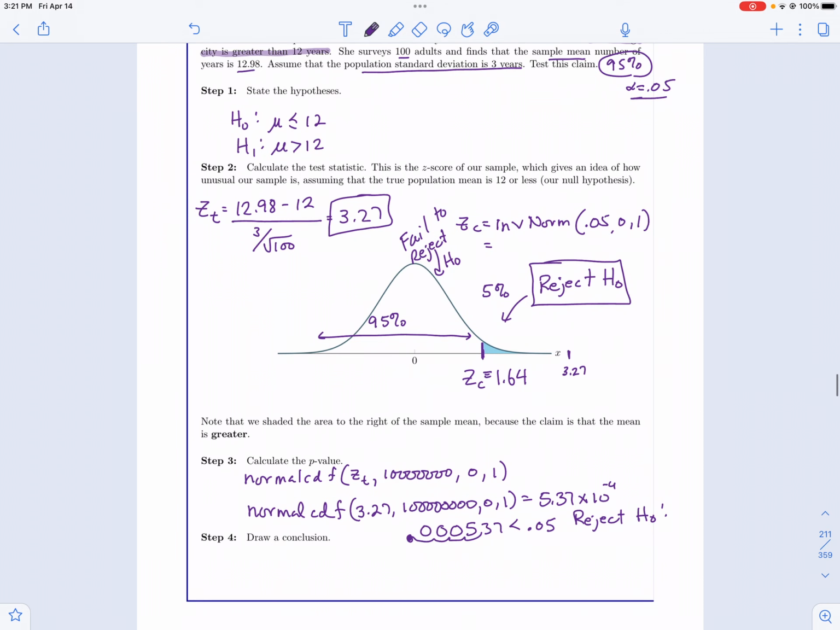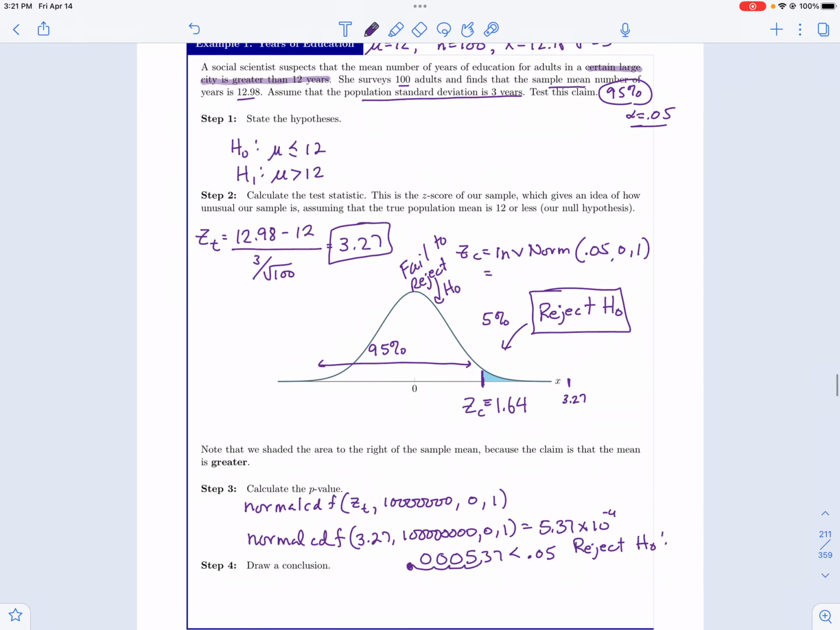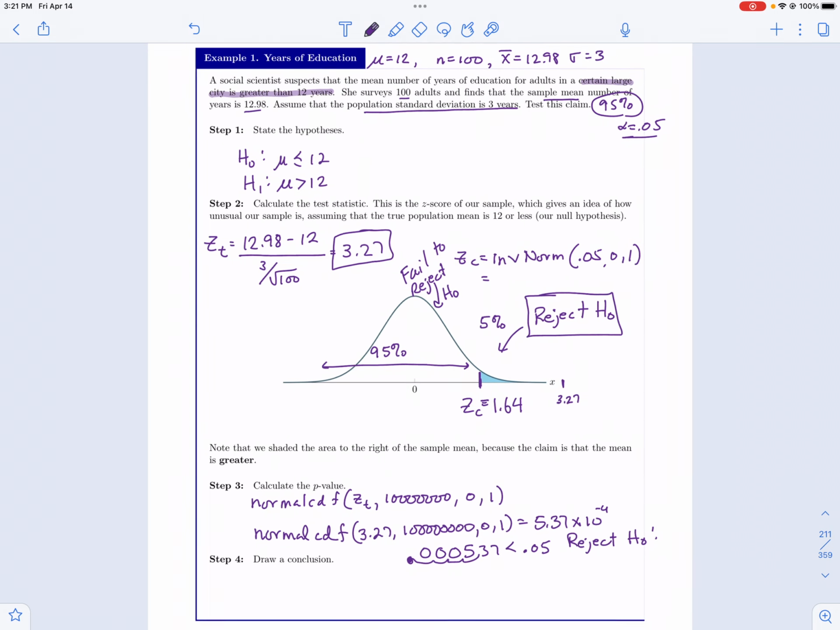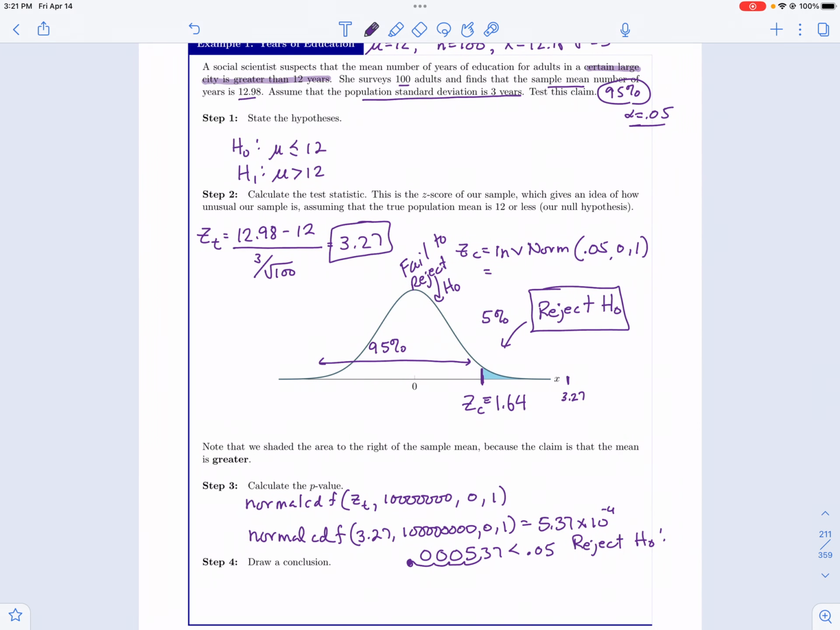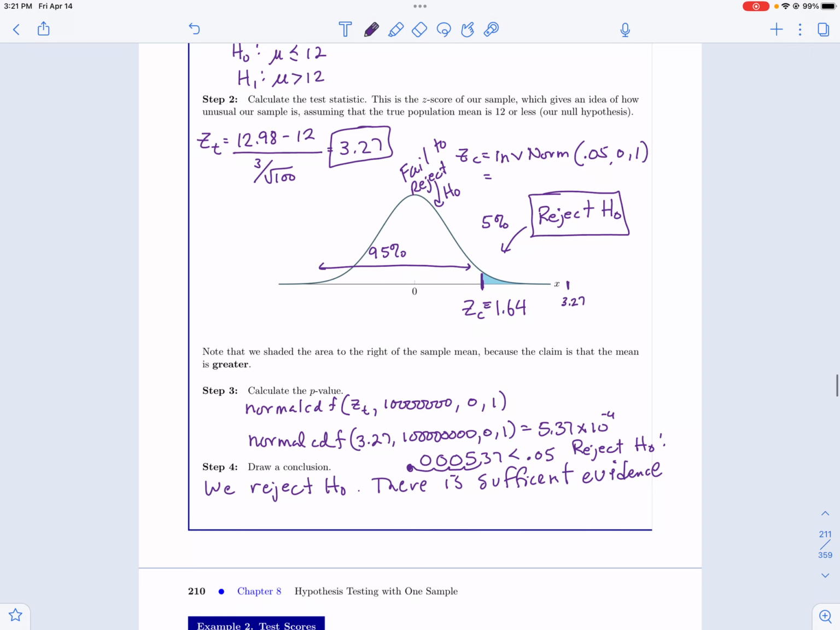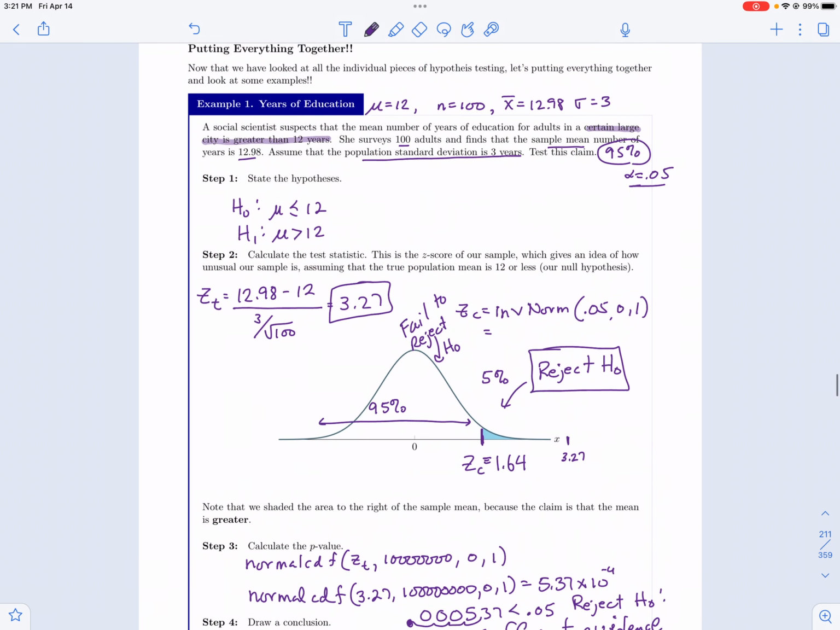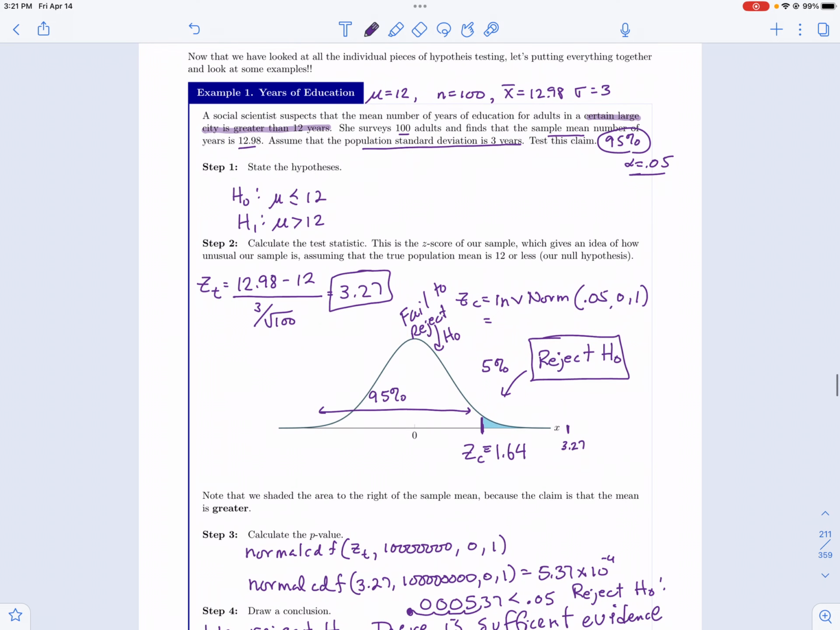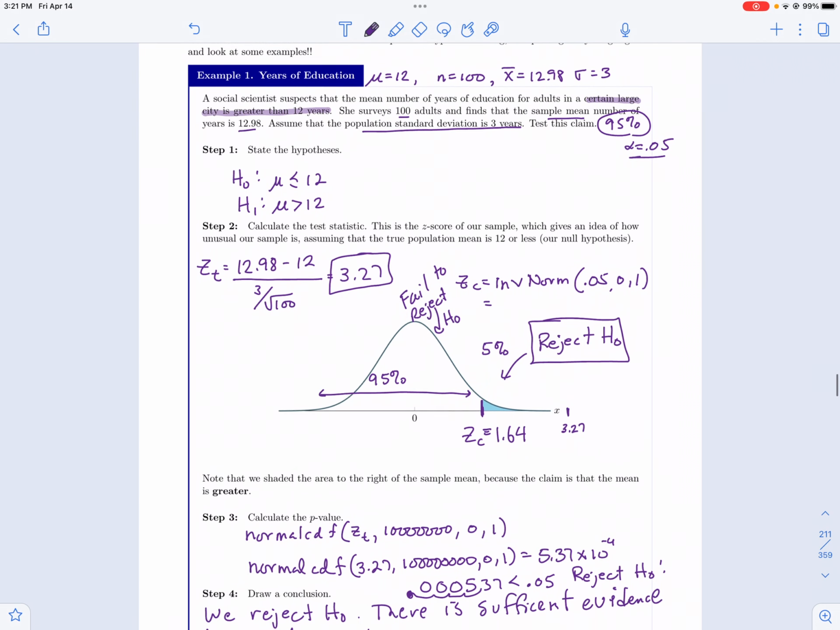So finally, our last step is to write a little sentence talking about what actually happened in this case. So in this case, we reject H naught. There is sufficient evidence to support the claim that people have more than 12 years of education.